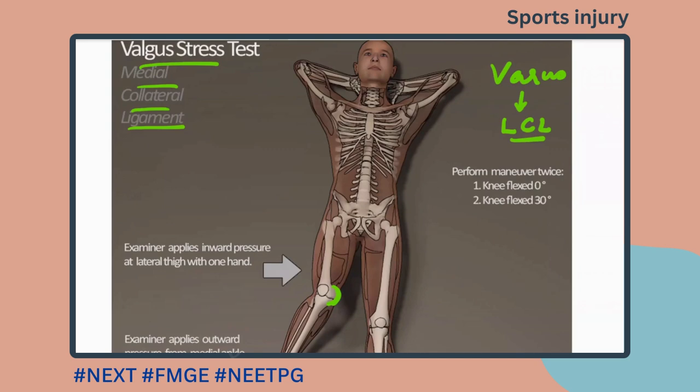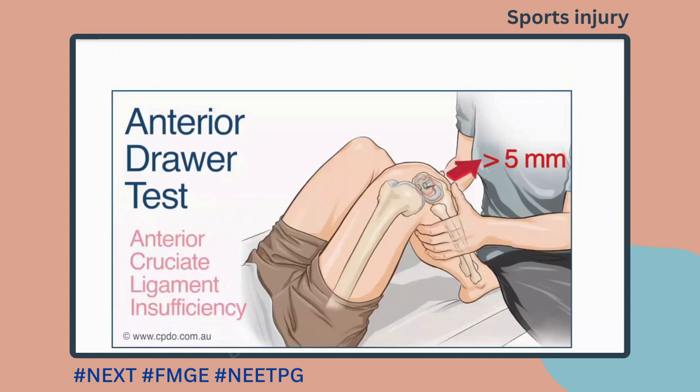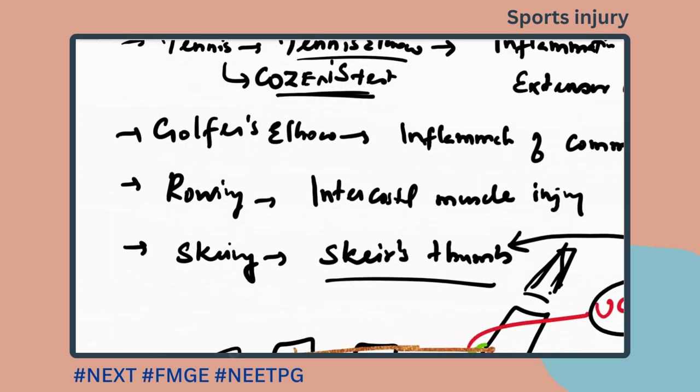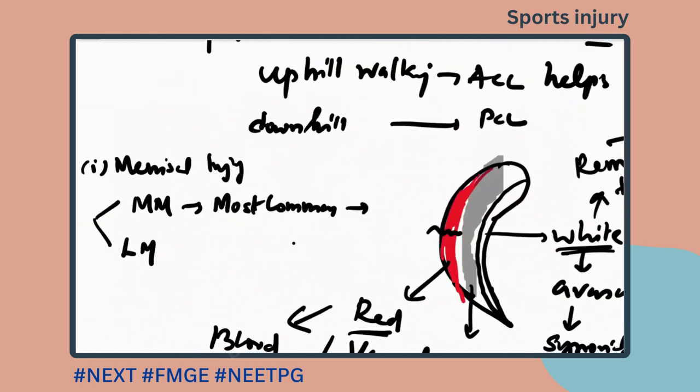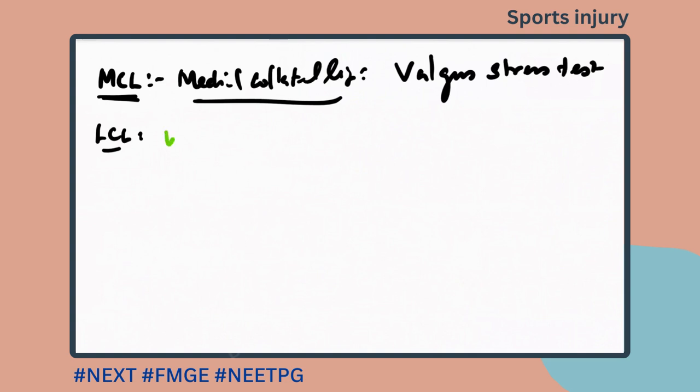This is how they do the anterior drawer test. They sit over the foot of the patient and pull the leg anteriorly. If the tibia moves more than 5 mm anteriorly, the anterior drawer test is positive, which indicates that an ACL tear is there. So this is how they do the anterior drawer test. These are the various sports injuries which we commonly encounter.